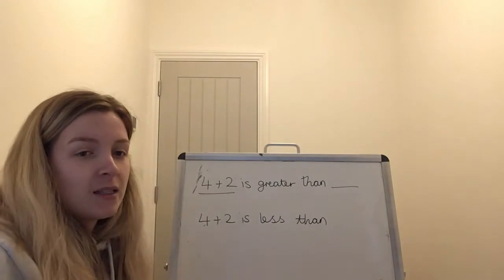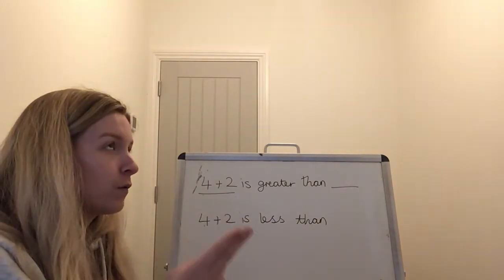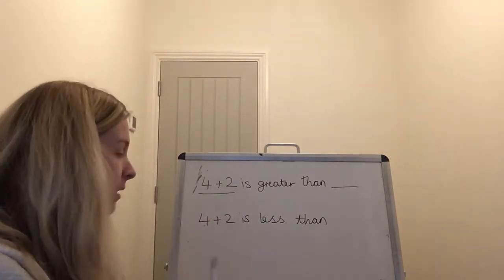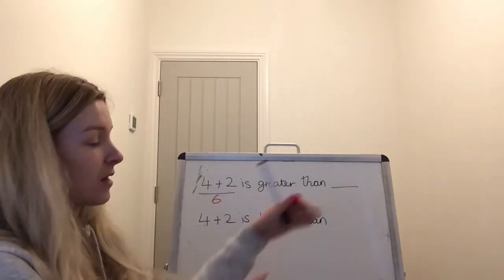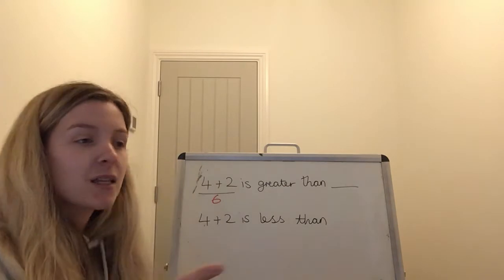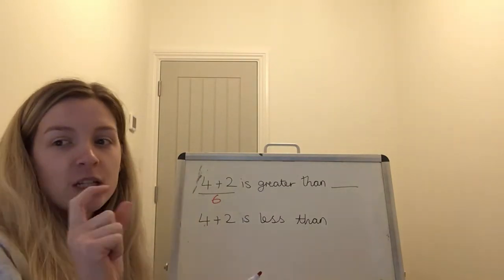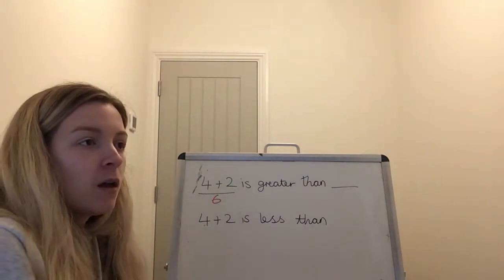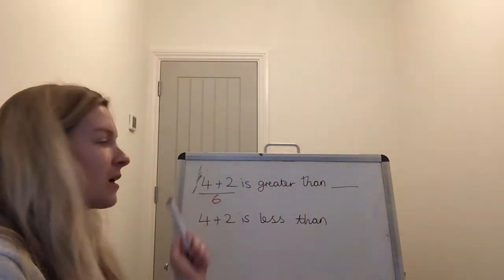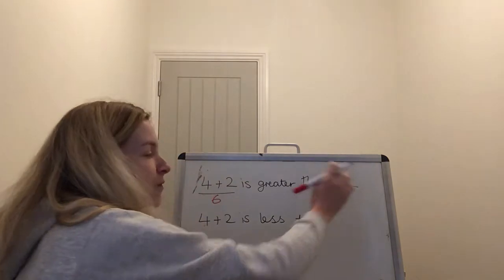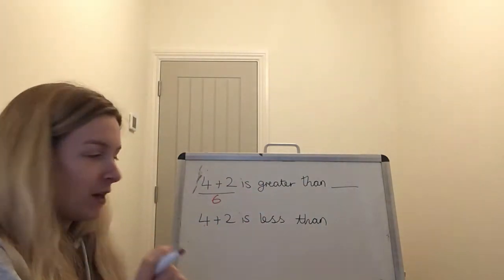4 in your head, count on 2: 4, 5, 6. So this is 6. 6 is greater than, give me a number that 6 is greater than, any number that is smaller than 6. You could say 5, you could say 4, 3, 2, 1, any of those numbers. You could put any of them in this box here, okay?